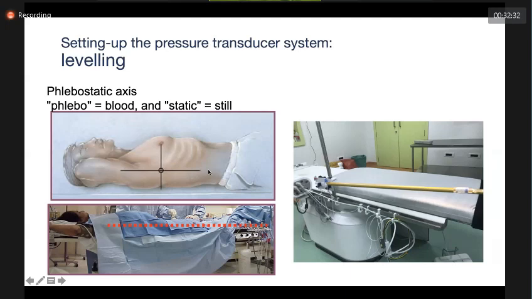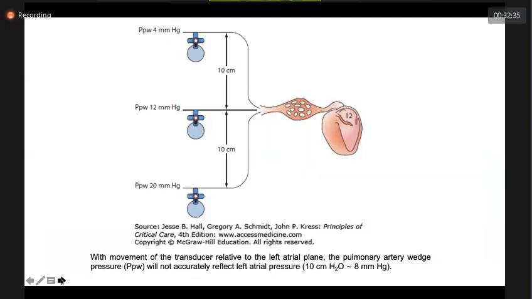So this phlebostatic axis is nothing but the SVC-RA junction. In the RA posteriorly, the SVC blood comes here, the IVC blood comes here. There is a point where blood is static. That point will be taken as the phlebostatic axis. This is arbitrary, approximate. Otherwise, you would have to dissect the heart, which is impossible. So once you do leveling, then you have to go to zeroing.